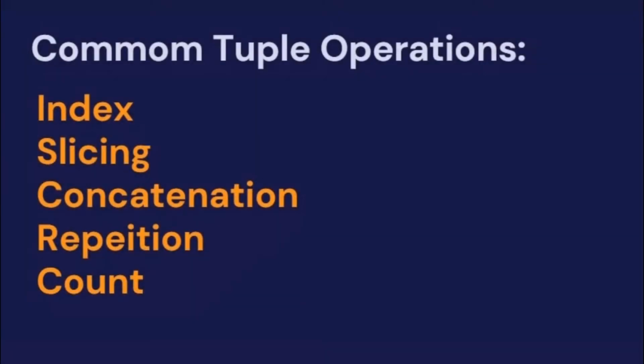Tuple operations. Tuple operations are of 5 different types: index, slicing, concatenation, repetition, and count. So let us discuss each of these operations.